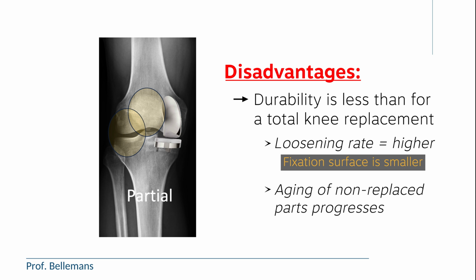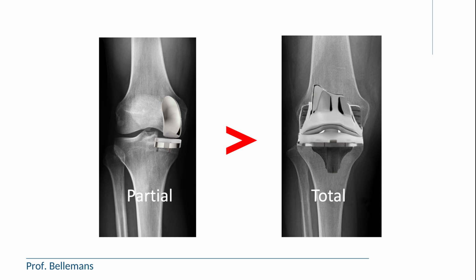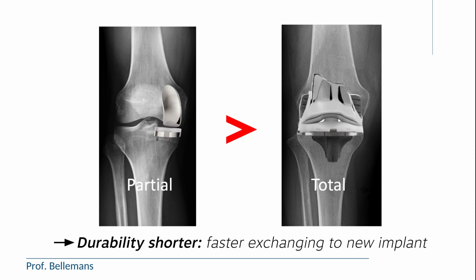In that case, the partial knee prosthesis may need to be taken out and replaced by a total knee prosthesis. That is technically not so difficult, but it means another operation, of course. And that is why in the statistics, the durability of partial knee prosthesis is shorter than for total knee prosthesis. In other words, they require faster exchanging to a new implant. Not because they wear out faster, but because they may come loose faster, or they need to be converted to a total knee replacement because of degeneration of the other compartments of the knee.